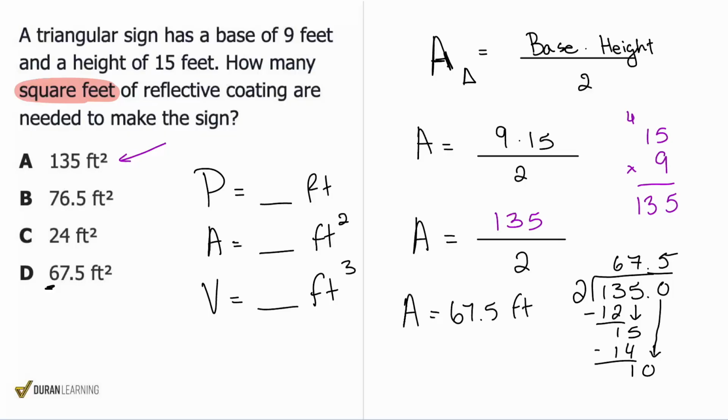67.5 feet squared. So again, very close if you got A, but there's the difference between being able to pick up on the keywords, not getting so excited that you forget the formulas, and then being confident enough to finish all the way through and check your work. So the correct answer here is answer choice D. Good job there.